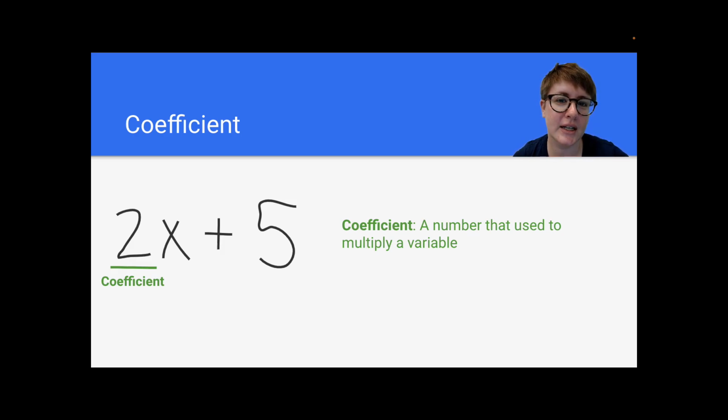A coefficient is a number that is used to multiply a variable. What do I mean by that? In this case, we have the number 2 in front of x, and what that means is that x is being multiplied by 2 so that we have 2 x's. So if you see 2x, that just means that there's not just one x, there are 2 of them.